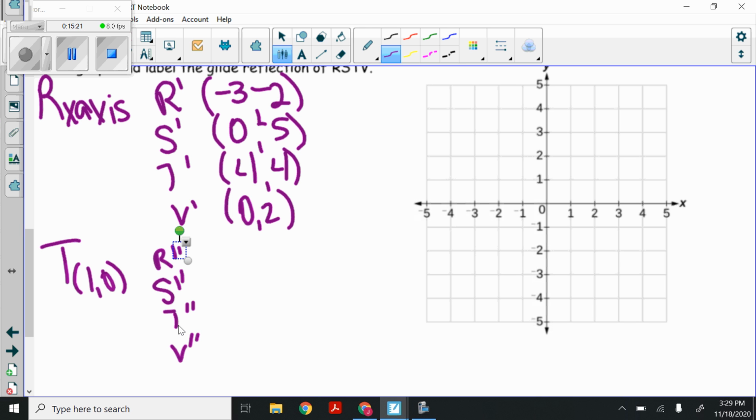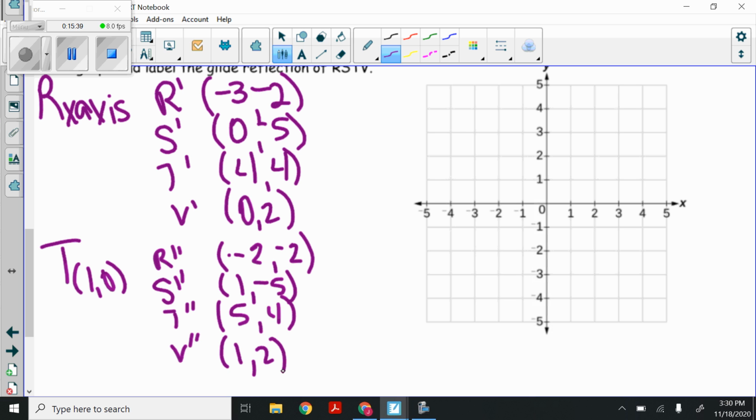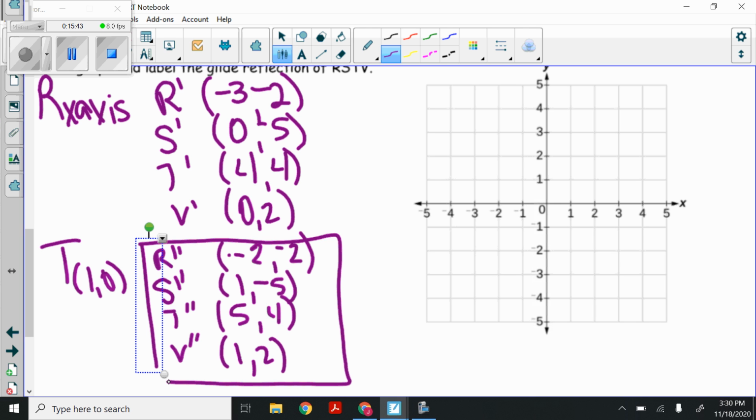My x's, I need to add 1 to each of them. So -3 plus 1 puts me at -2, so R double prime is (-2, -2). S double prime, 0 plus 1 puts me at (1, -5). T double prime, so 4 plus 1 puts me at (5, 4). And V double prime, 0 plus 1 is (1, 2). If I plot these points, I should have my glide reflection. So let's plot those points.